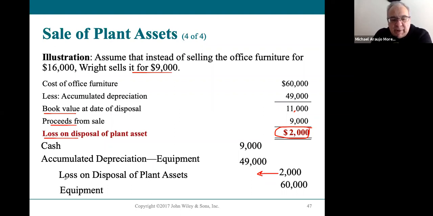so the loss is going to be recorded on the debit side of the account here. We're still going to recognize the cash that we earned. We're still going to zero out our accumulated depreciation. But again, we also are going to move this over. The loss is going to be on the debit side here. And we're going to take away the entire equipment for 60 grand here.